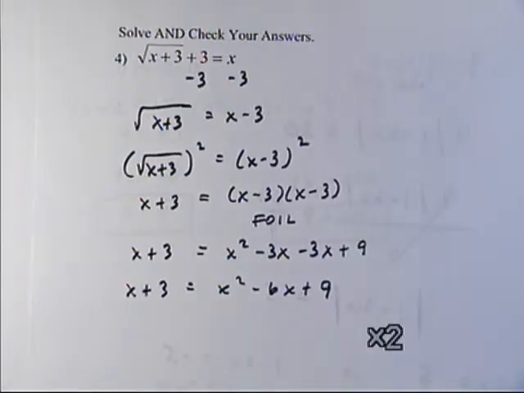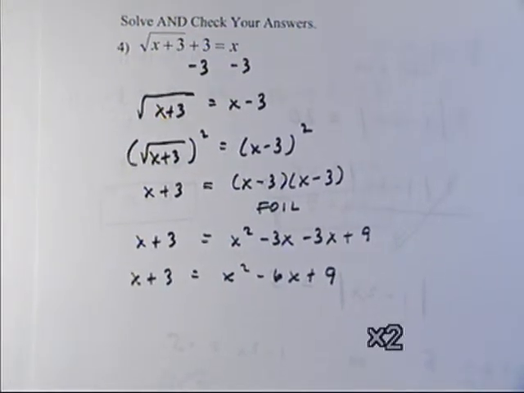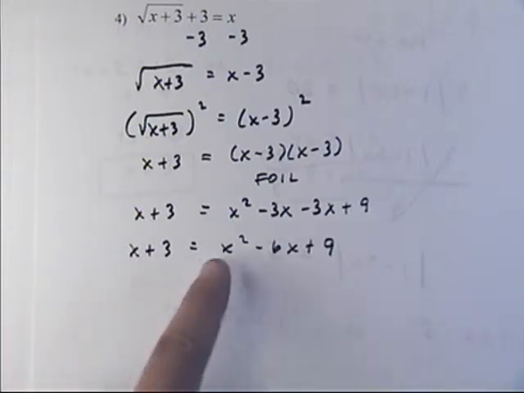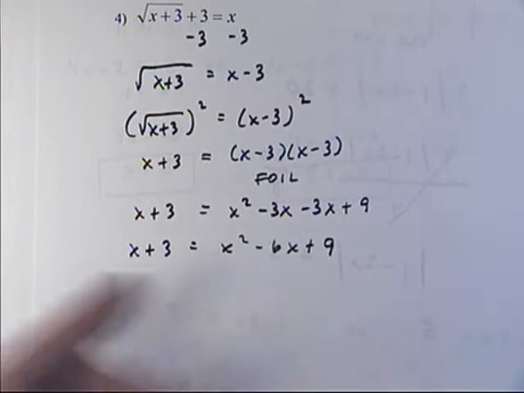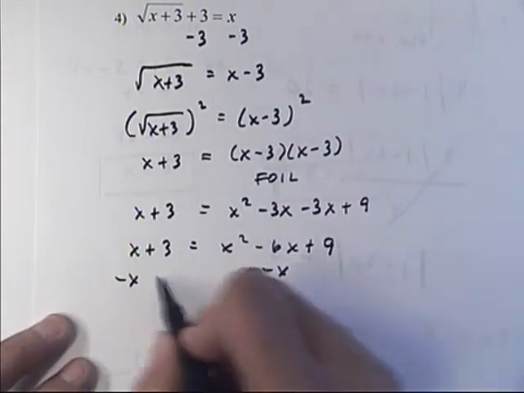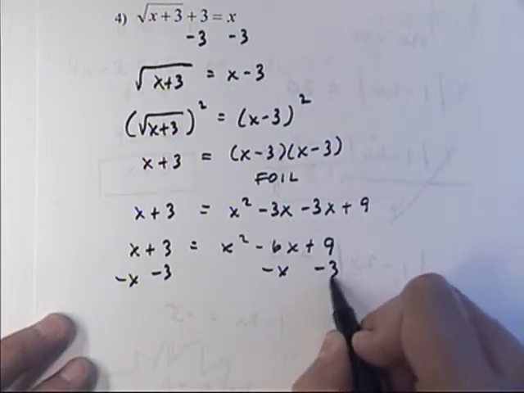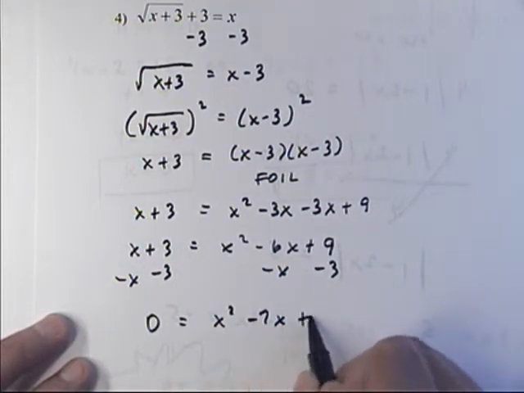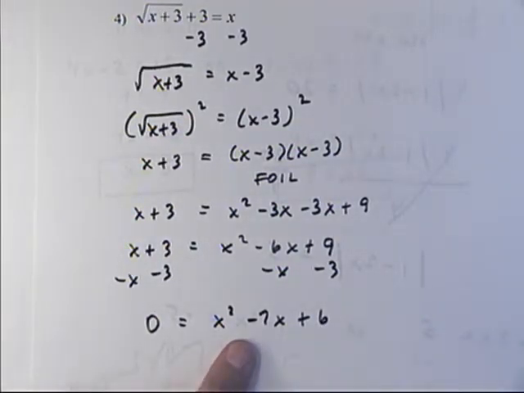Well, what I want to do is get everything over onto one side of the equals. So I'm going to move everything over here to the right because there's 3 terms here and 2 terms there. It'll just be easier to move these two over there. So if I subtract x on both sides and I also subtract 3 on both sides, I get a 0 over there, which is what I want. Now we have a simple quadratic over here, and it turns out this is factorable.